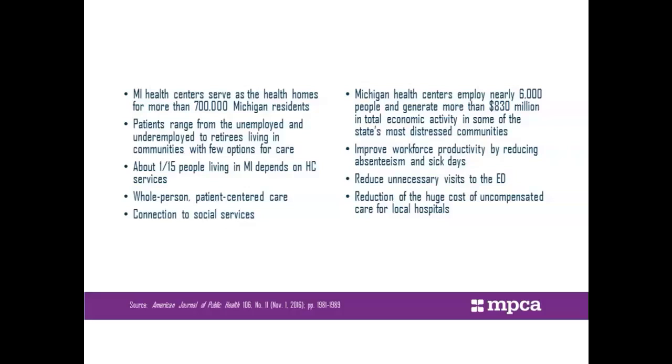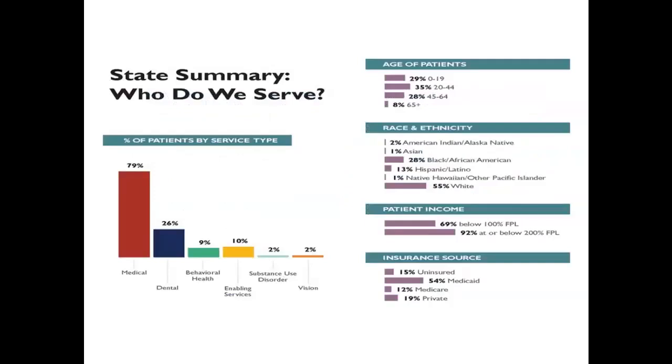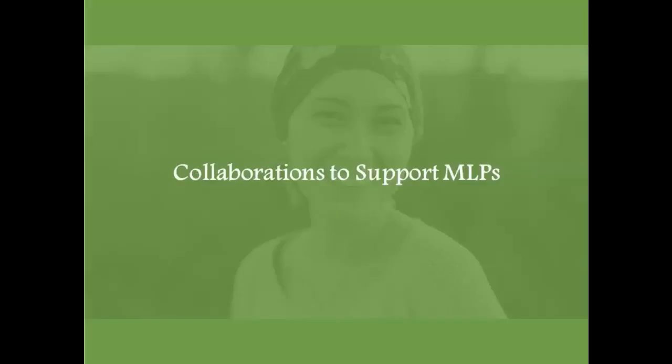So as you can see, in terms of patient income, about 69% of the patients served through the health centers fall below 100% federal poverty level, and then with 92% of them falling under 200. And then as stated in the bottom corner of the slide, there's insurance information as well.